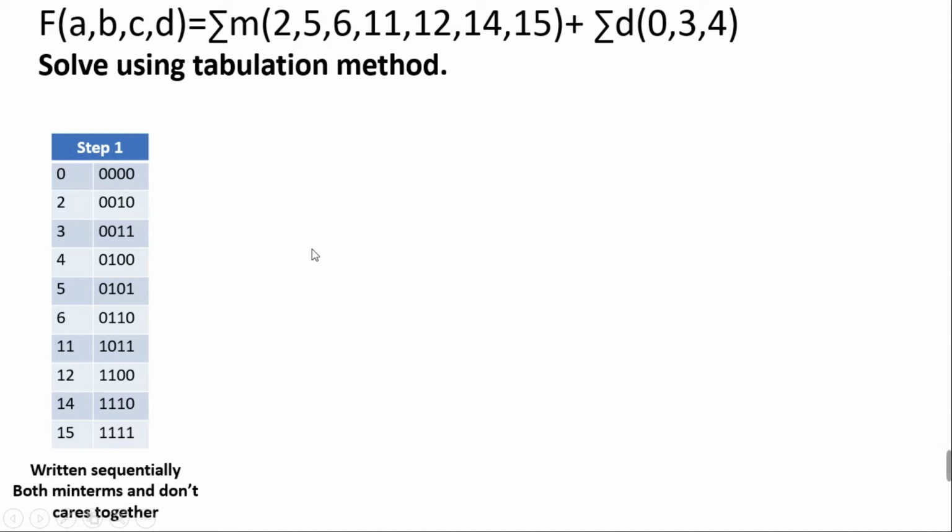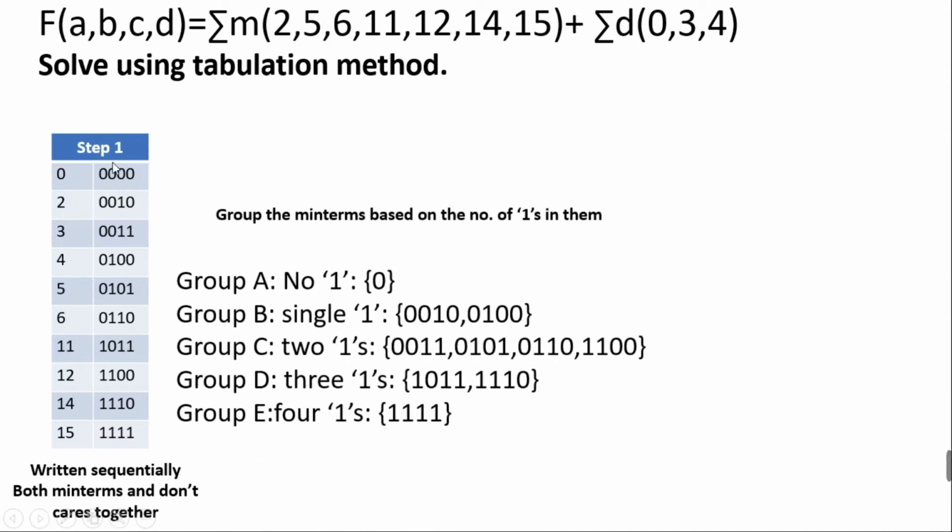After step 1, we're going to divide all of those numbers into separate groups based upon the number of ones in them. Here we can see that there is a term 0 which has absolutely no ones in it. The binary code of 0 is 0 0 0 0 in 4 bits, so there is no one. That's why this term is included in a separate group. This group is known as group A, and group B will consist of binary numbers which have only a single one in them. Group C will consist of 2 ones, group D will have 3 ones, and group E will have 4 ones.